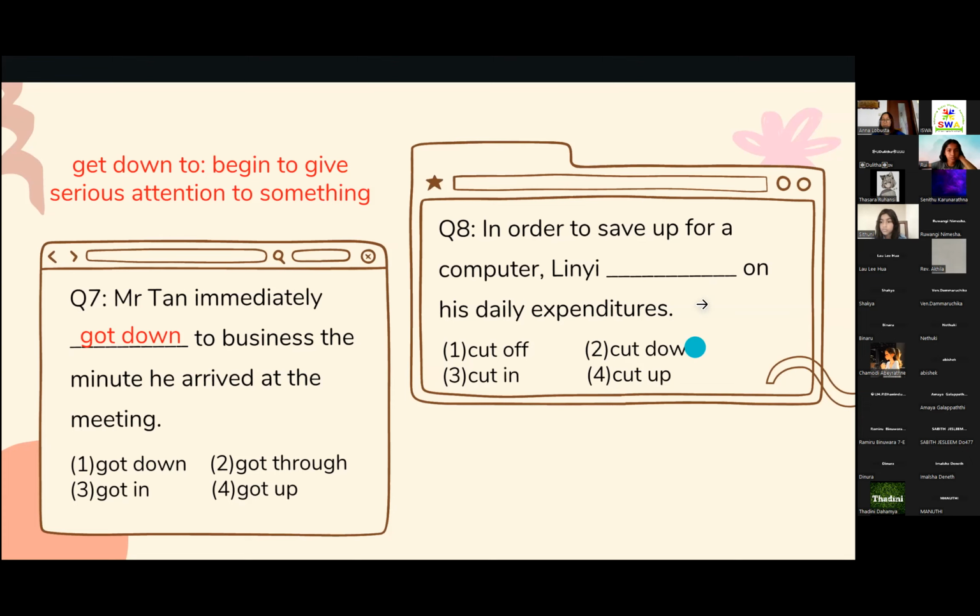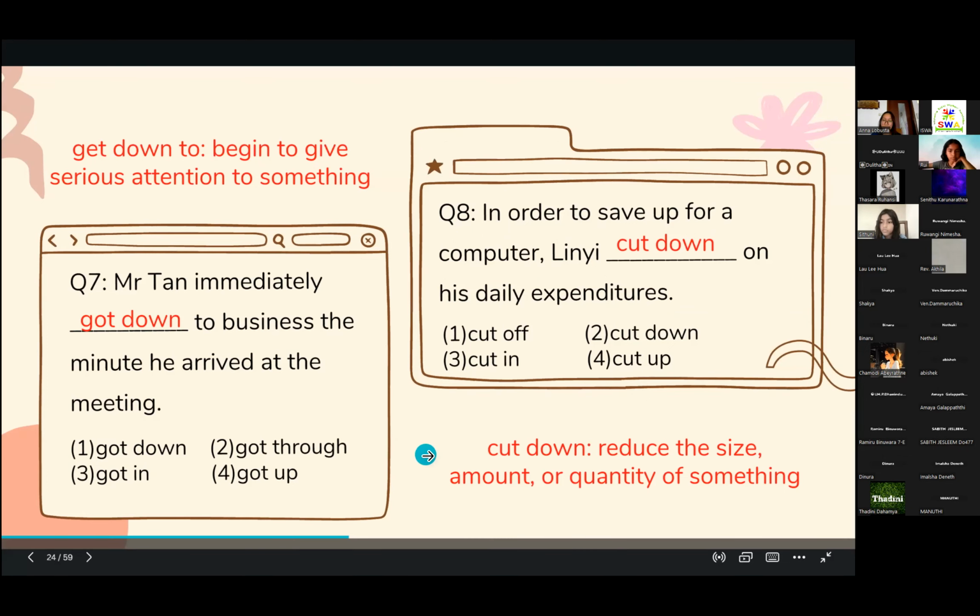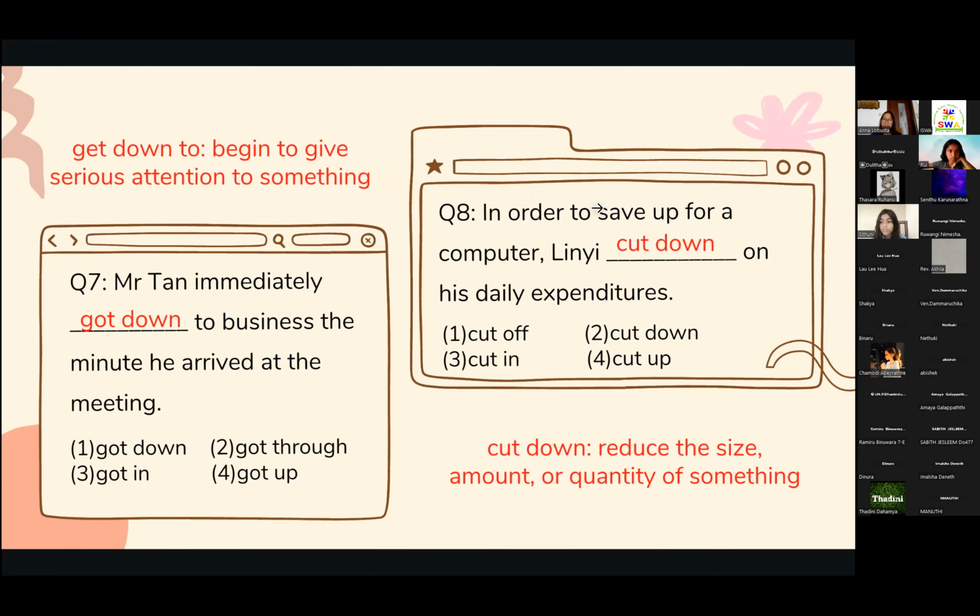Okay, I see some of you put number 1 as the answer, cut off. But actually the correct answer for this question is the second one, cut down. So this phrasal verb, the meaning of cut down means to reduce the size, amount, or quantity of something. So in this question, he's cutting down on his daily expenditures. He's cutting down on how much money he spends every day so that he can save up for this computer.